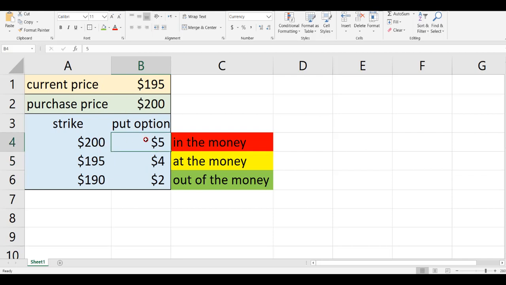So whatever's left is real value. And the real value of this put option is the difference between the strike and the current market price. So it's going to be about $5, a little bit more. This one's going to be close to $0 because it's at the money. And this one is definitely going to be close to $0 as well.